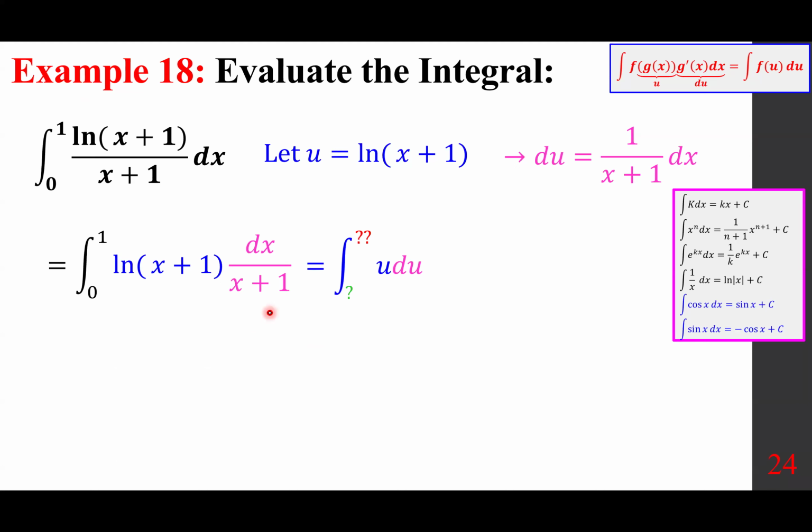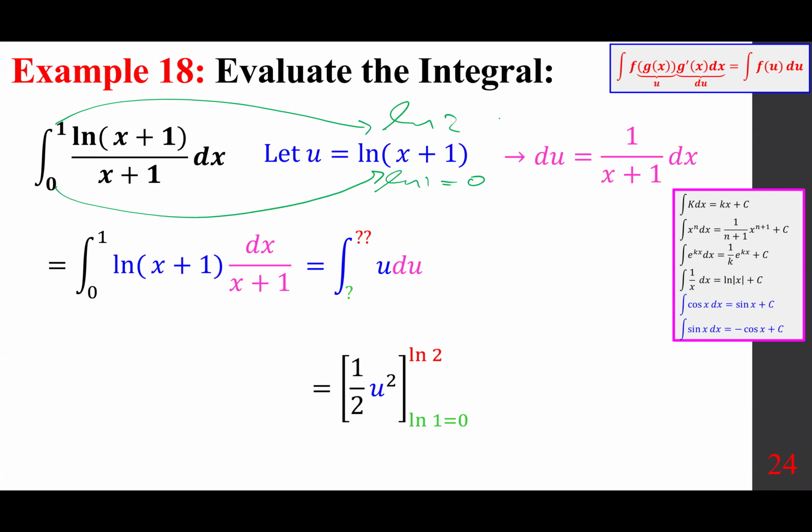What are the limits? Well, not the original limits. So what are the limits? You plug in 0, you get ln 1, which is 0. But if you plug in 1, you get ln of 2, and those are the limits.